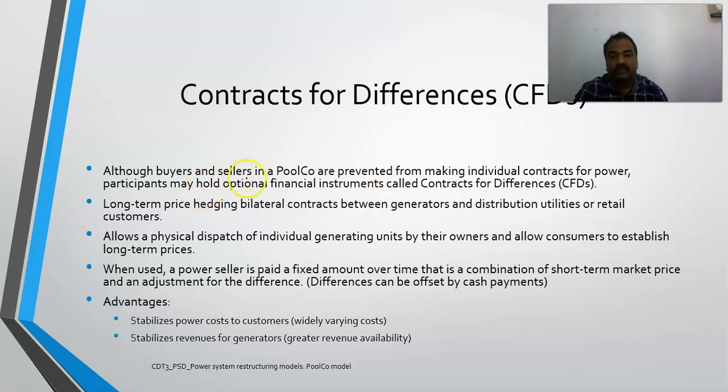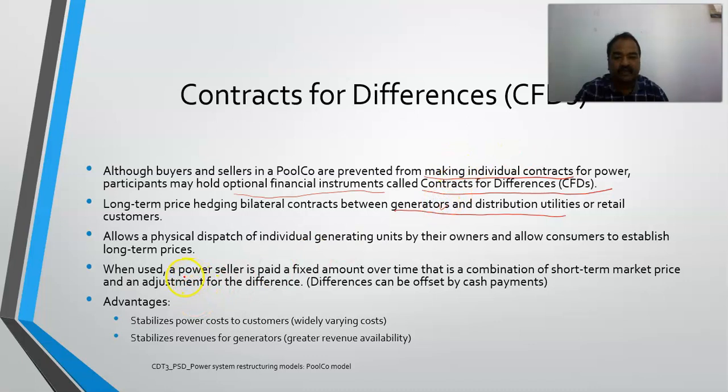Although buyers and sellers in a Poolco are prevented from making individual contracts, they may hold optional financial instruments. That's what I have called contracts for differences. It is just like hedging, a long-term contract, maybe for 18 or 24 months, sometimes for 5 years or 10 years. It is an agreement between the generators and the distribution utilities or retail customers. They will be allowed a physical dispatch of electricity between these two guys, but the price will be fixed between the generators and the distribution utilities.